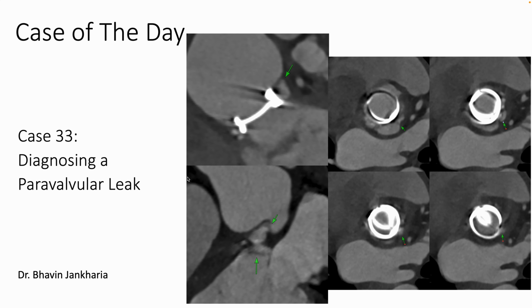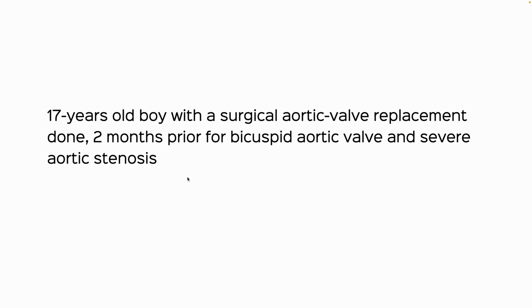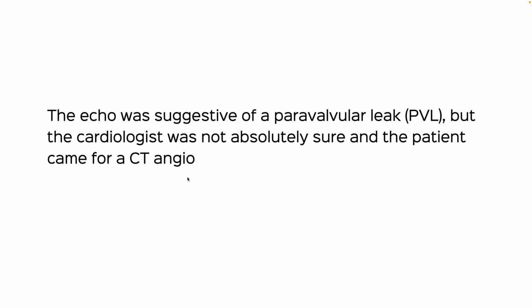Anyway, 33rd case: diagnosing a paravalvular leak. So this scan was done on Saturday, and then I saw this in the morning. A 17-year-old boy, surgical aortic valve replacement 2 months ago for bicuspid aortic valve and severe aortic stenosis. And the echo was suggestive of a paravalvular leak with a regurgitation.